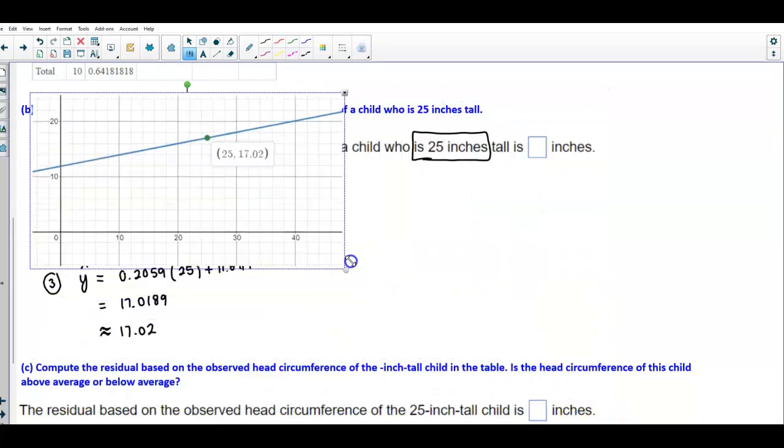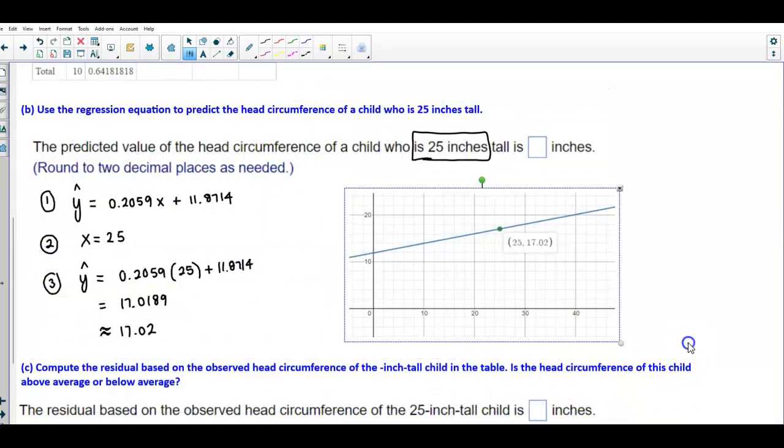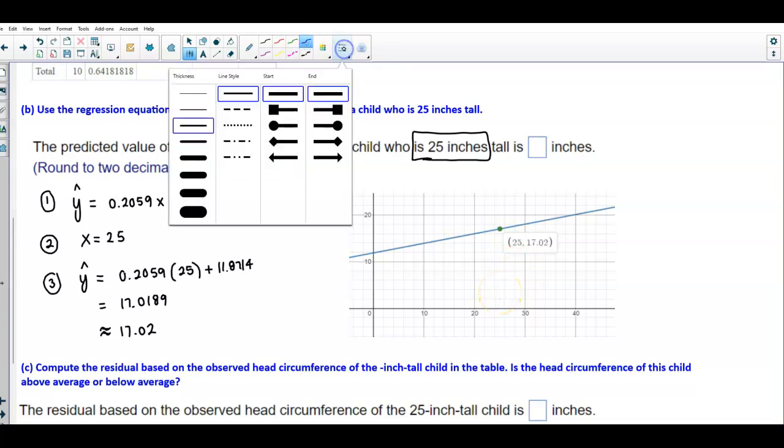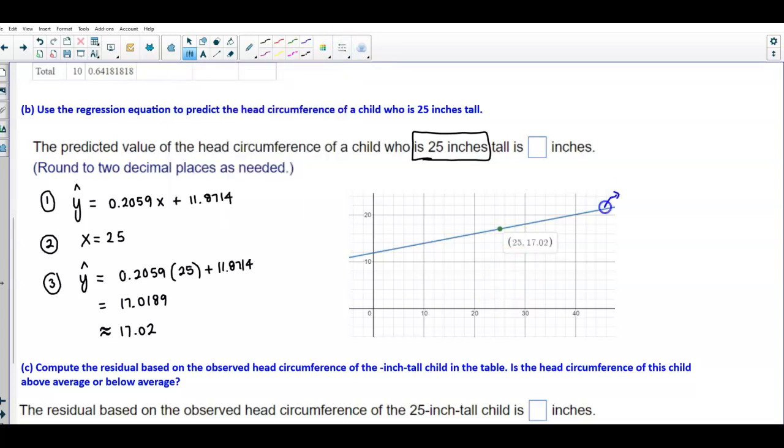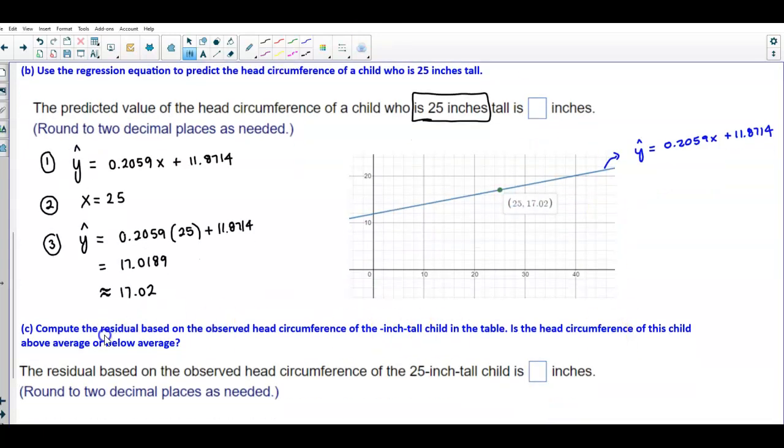In this question, you're not required to do this. I just want to make sure that you see this visually. So here is our point, and this is the predicted value. Again, the equation for this line represents y equals 0.2059x plus 11.8714.